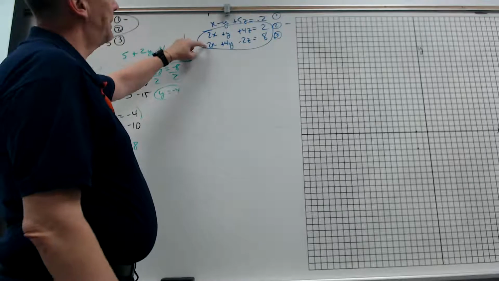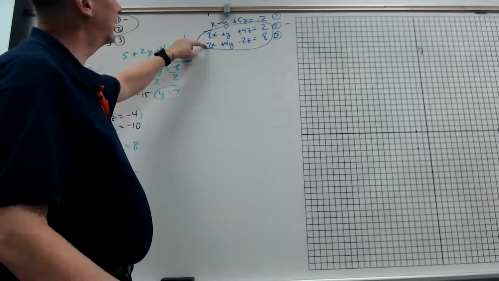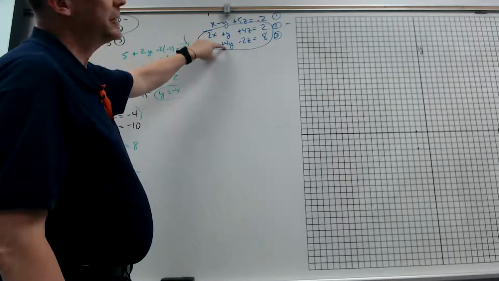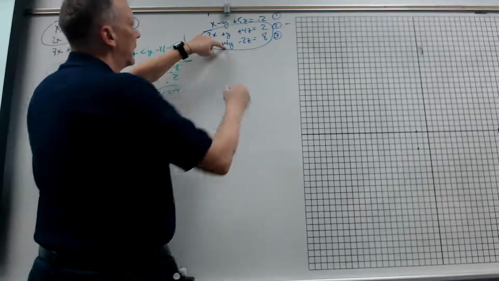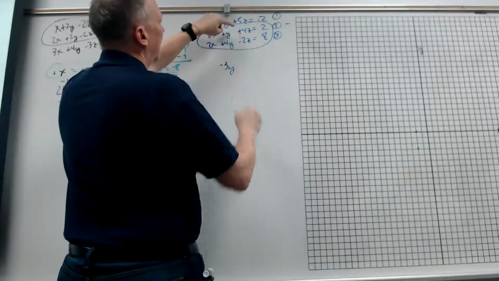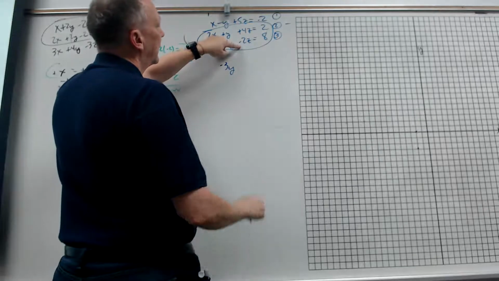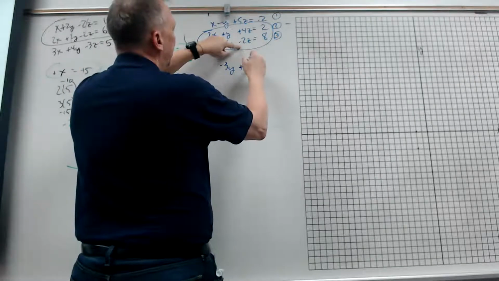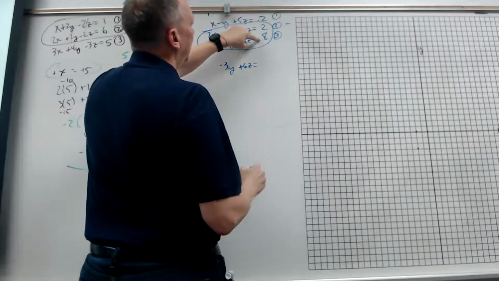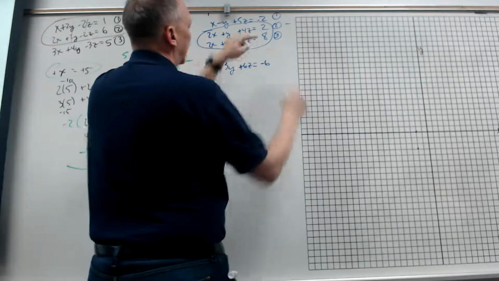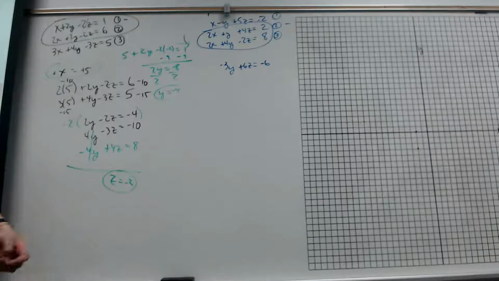So 2x minus 2x is 0. y minus 4y, negative 3y. 4z minus negative 2z is 6z, equals 2 minus 8, negative 6. Okay, so since we eliminated the x's, we got to do it again.